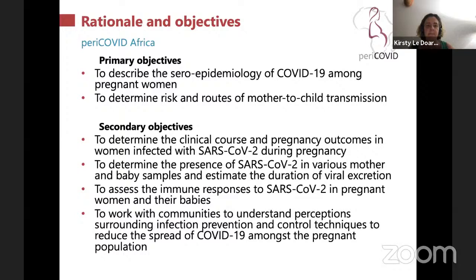So our secondary objectives were to determine the clinical course and pregnancy outcomes for women infected with SARS-CoV-2 during their pregnancies, and to determine the prevalence of SARS-CoV-2 in various body fluids to try and unpick a little bit more about the routes of transmission. We also wanted to assess the immune response to SARS-CoV-2 in pregnant women and their babies, looking at placental transmission, and most importantly, really, to work with the communities that we serve to understand their perceptions around infection prevention and control during the pandemic in pregnancy, and to try and reduce the spread of COVID-19 amongst the pregnant population.